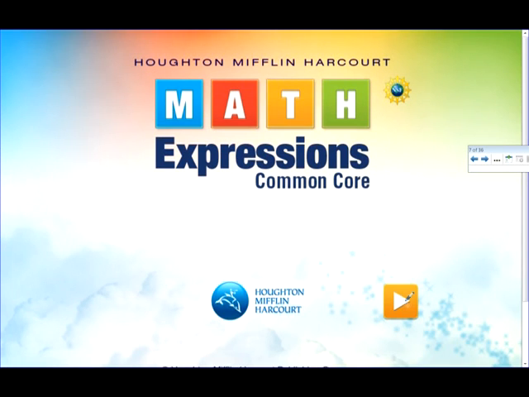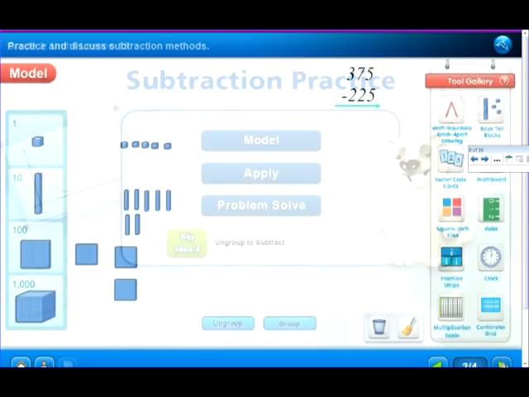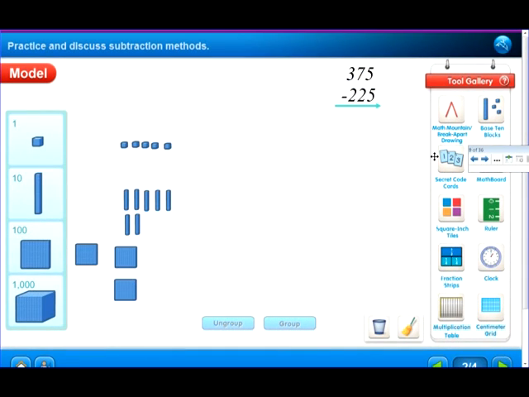Well, let's get started with the lesson today. And today's lesson is going to be very short. We're going to model, apply, and problem solve. Pretty easy. Well, let's look at this problem. Ken collects photographs as a hobby. He has 375 photographs in his collection at home. If Ken brought 225 of his photographs to share with his classmates, how many photographs did he leave at home?